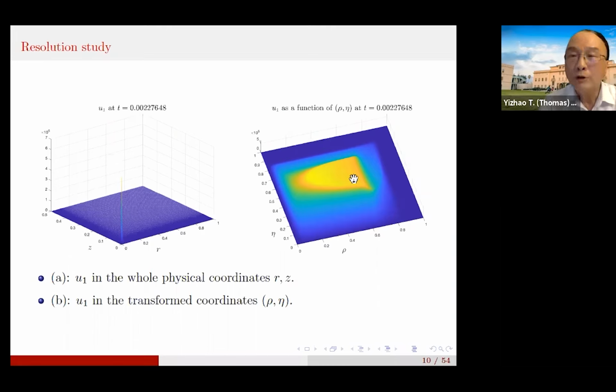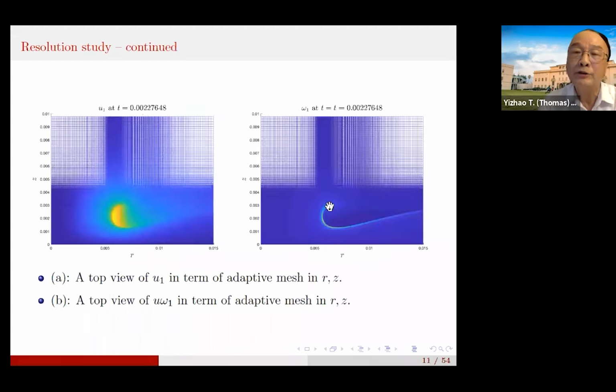But since we can do all the computation in rho and eta, you can see that we're zooming in on this singularity, so you get a very smooth profile. We only compute in this regime, right? So that shows the effect of the adaptive mesh.